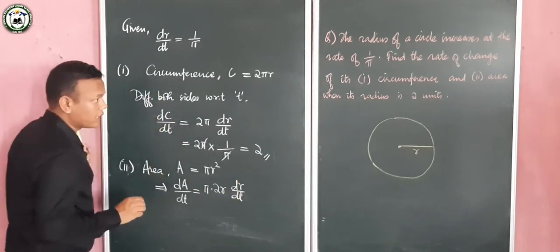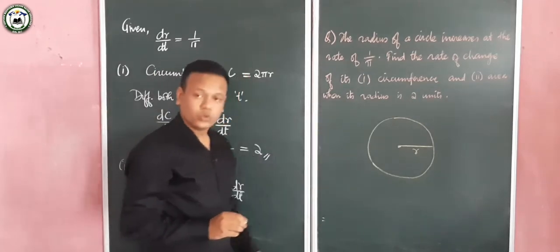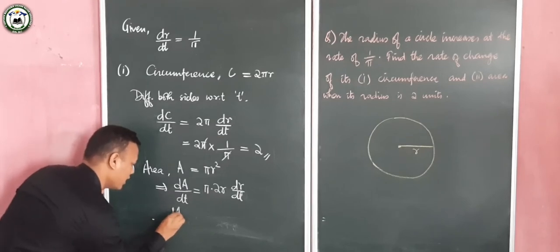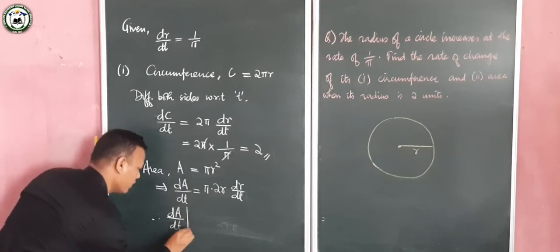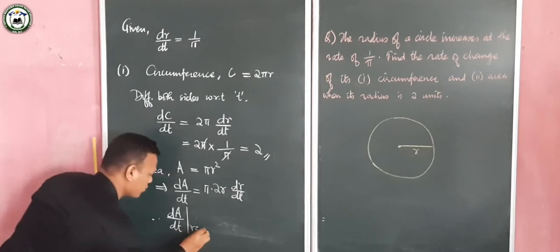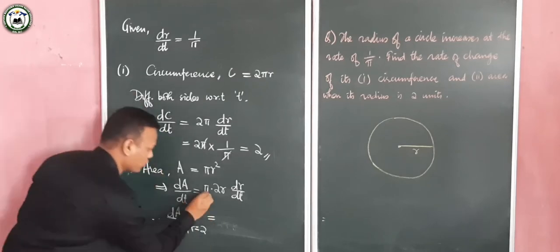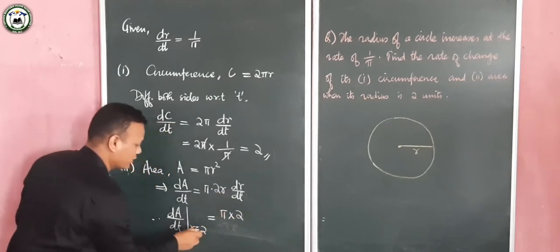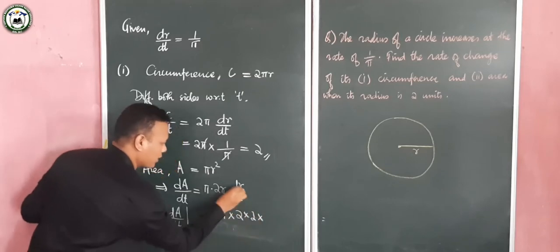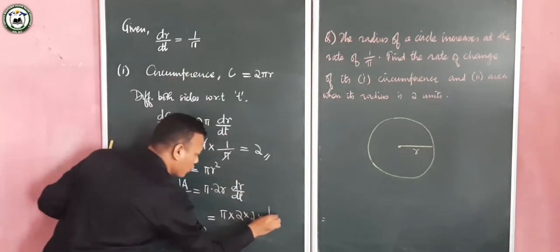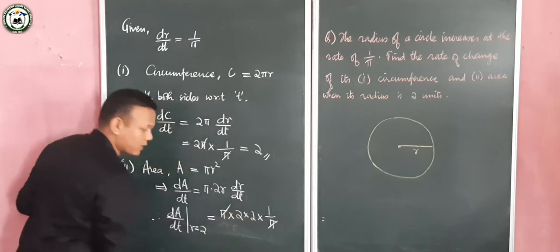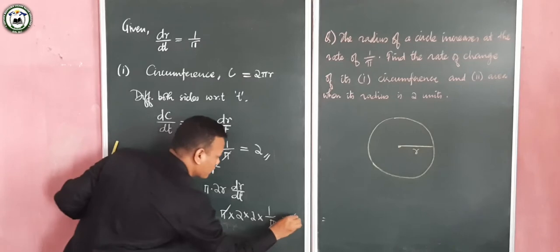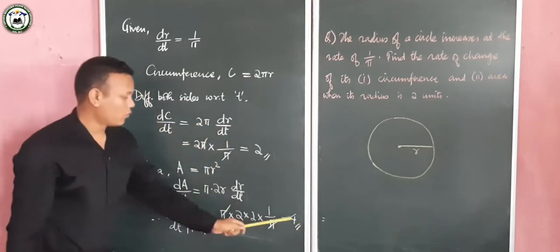Now I also need the value of r, which is given as 2 units. So dA by dt, when the radius is 2, will be pi into 2r, which is 2, and then dr by dt, which is 1 by pi. So pi and pi get cancelled, and we have 2 into 2 into 1, which is 4. So my answer for this particular question is 4 units.